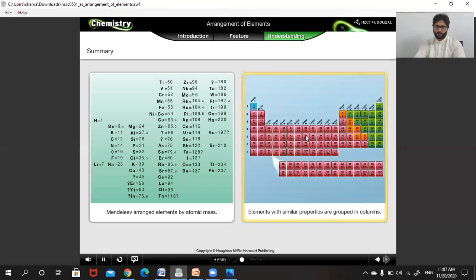As scientists learned more about atomic structure and how it affects the properties of elements, they made changes and adjustments. Today, elements in the periodic table are arranged by atomic number instead of atomic mass. Elements are further grouped into 18 columns based on their common properties.